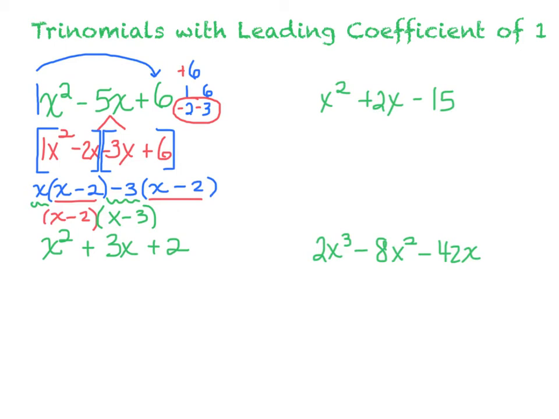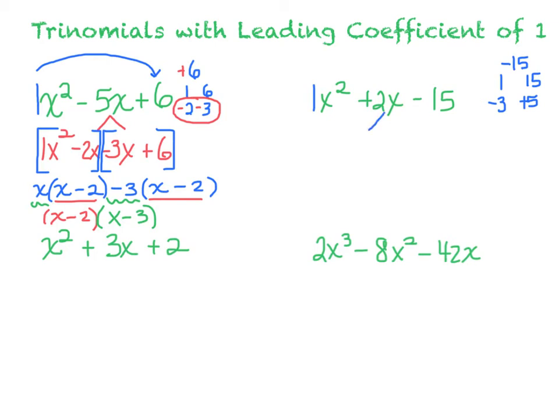Okay, let's do the next one. Give it a leading coefficient of 1. 1 times negative 15 is negative 15. 1 times 15 gives me 15. 3 times 5. I need a negative 15 though, and I need whatever pair I pick to add to 2. So I'm going to pick positive 5 and negative 3. That will add to 2, and they will also multiply to negative 15.